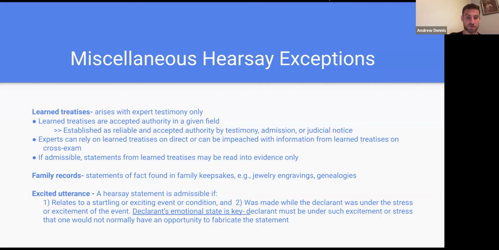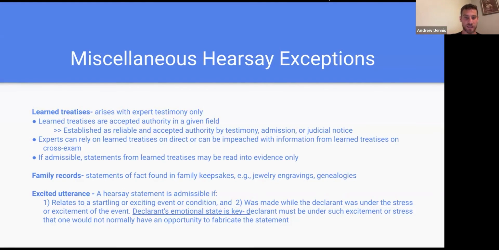Family records: statements of fact found in family keepsakes, jewelry engravings, genealogies. And then excited utterance. I'll give you a key, I'm not saying always pick this, but it's a good rule of thumb, that excited utterances end in exclamation points. That's just the grammatical way of showing I'm excited, right? In Spanish, they'll put the exclamation point even beforehand, but excited utterances typically end in exclamation points. It has to be immediately after. It can't be 10 minutes later.